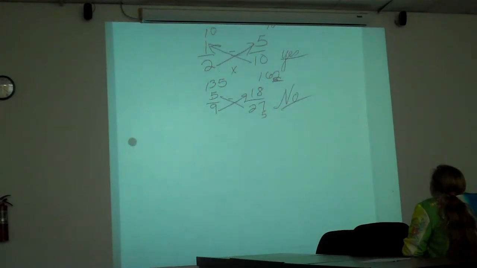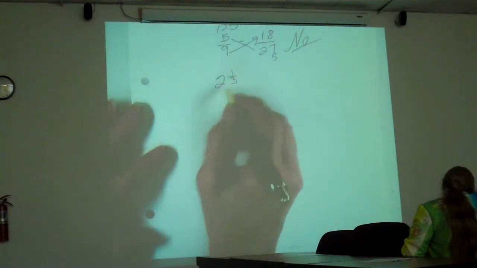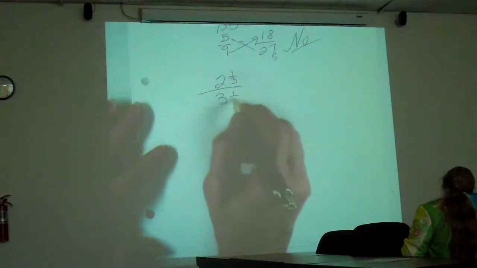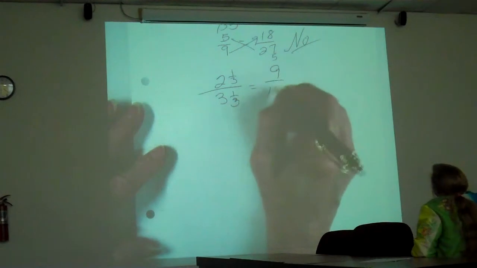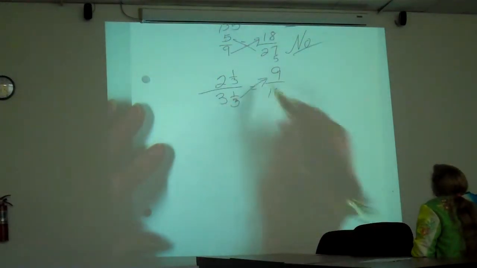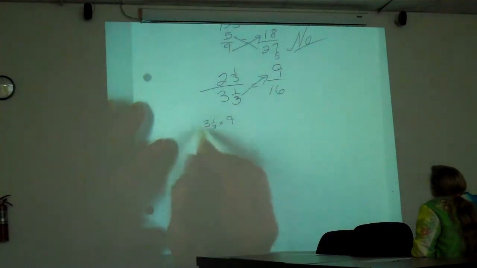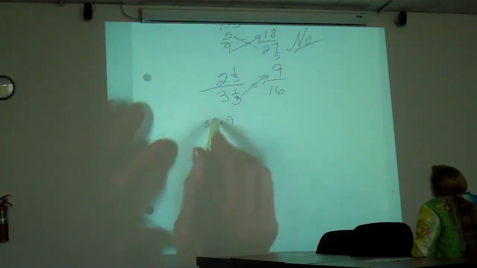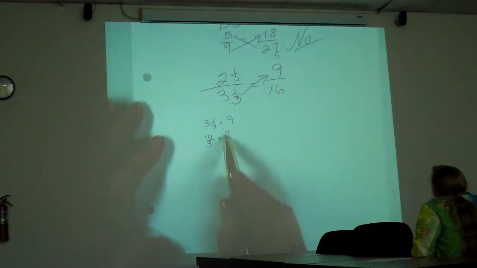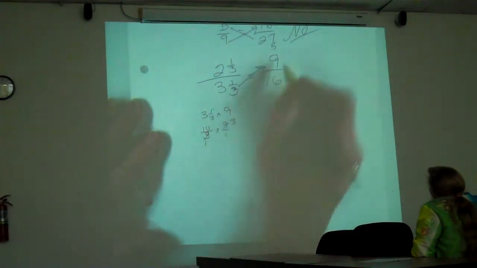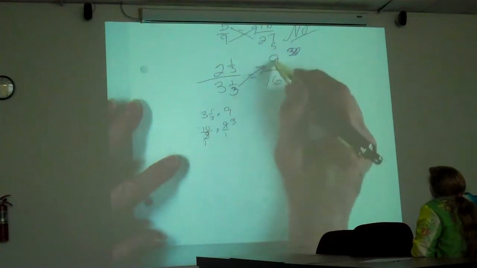If you have fractions in there, you have to remember how to do fractions. So you have 2 1/3 to 3 1/3. Is that proportional to 9 to 16? Do this times this. So you're going to do 3 1/3 times 9. Remember, 3 times 3 is 9 plus 1 is 10. You can divide that by 3, 10 times 3 is 30/1. So that multiplies to be 30.